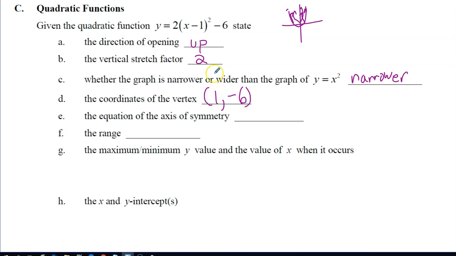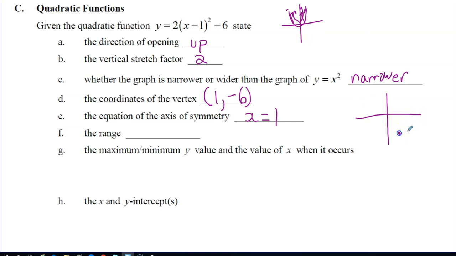Equation of the axis of symmetry. The axis of symmetry runs through the x-coordinate of the vertex. Remember, that is a vertical line, up, down, and so the equation is x is equal to 1. The range, well, it opens up, and therefore its vertex is at the bottom. It's a minimum.